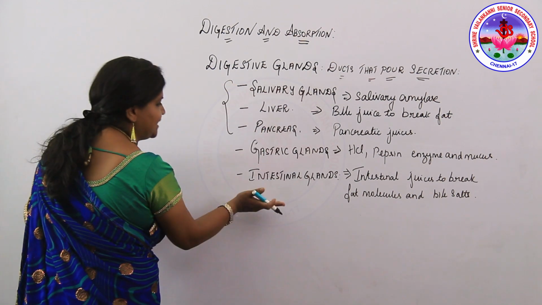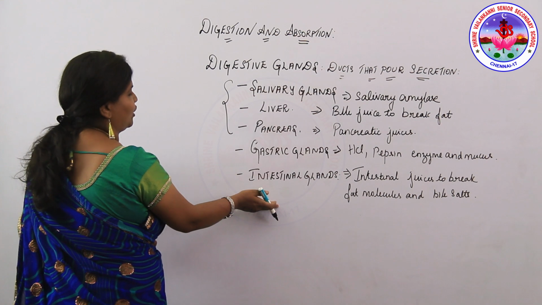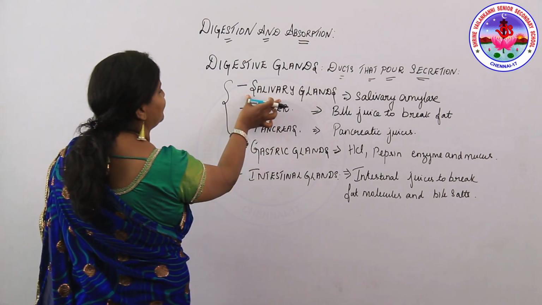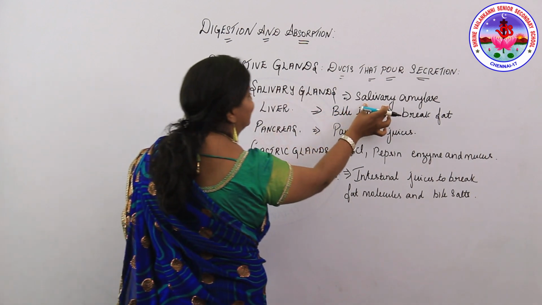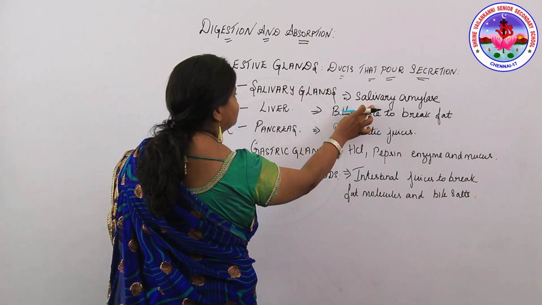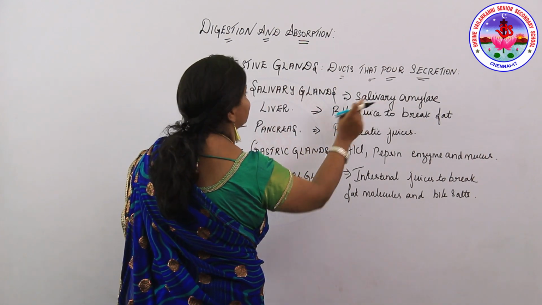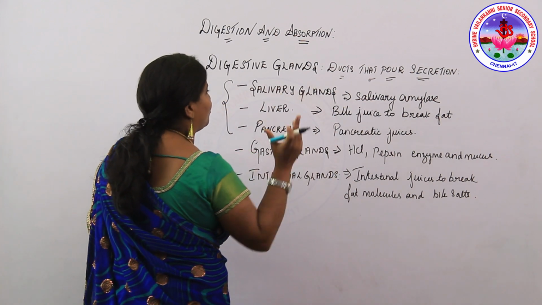Now each of these glands produces what? What does it do? The first one is the salivary gland. The salivary gland will secrete salivary amylase, which helps in the breaking down of starch, that is, breaking down carbohydrates.